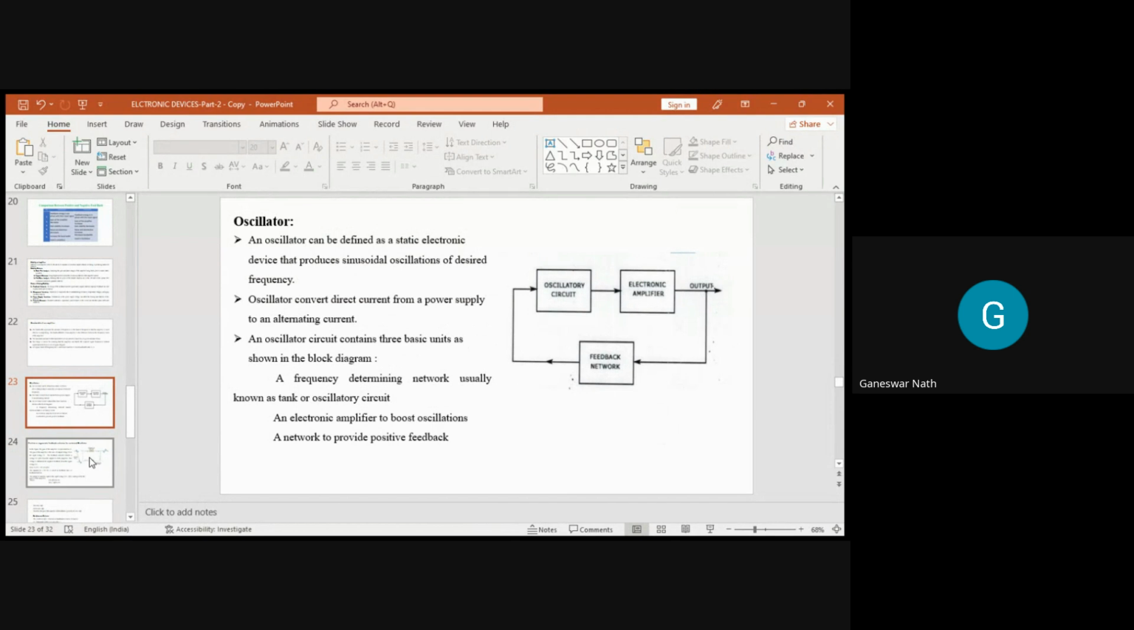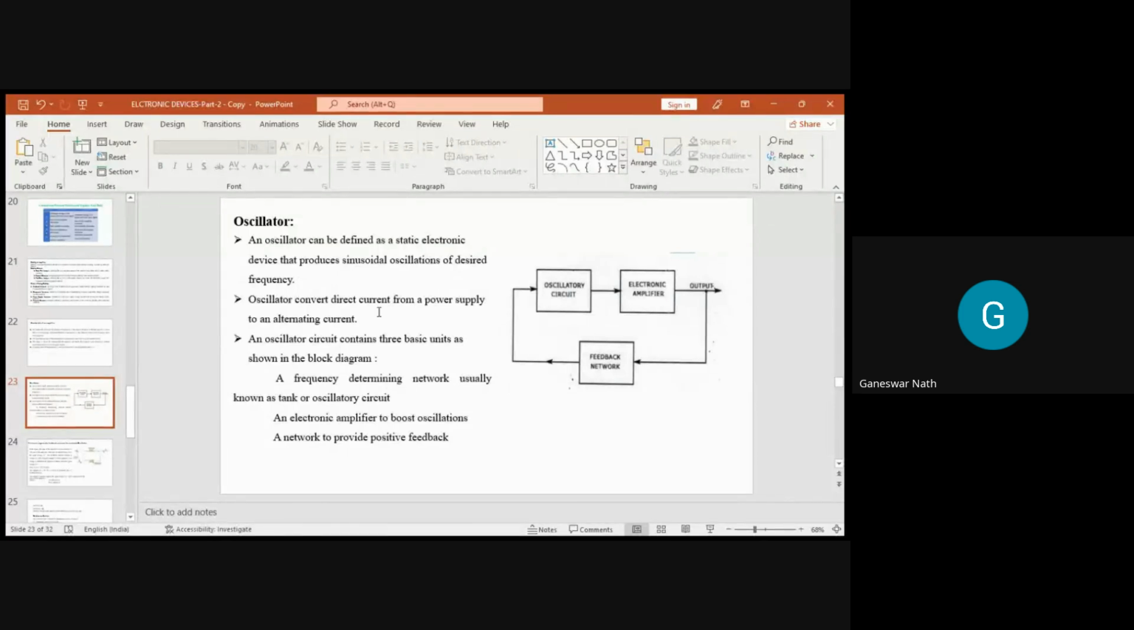Now we'll come to the oscillator. A rectifier is a circuit which converts AC to DC, but in your home you are using an inverter, and that inverter is nothing but an oscillator. So an oscillator converts DC to AC, and it maintains stability throughout the consumption of energy from the inverter to the supply. An oscillator can be defined as a static electronic device that produces sinusoidal oscillation of desired frequency.